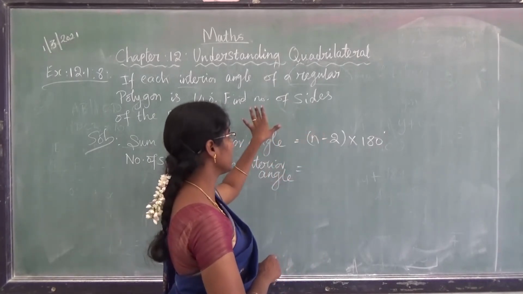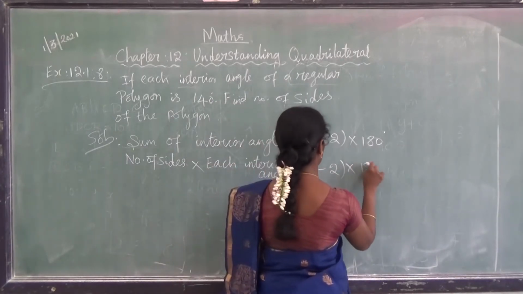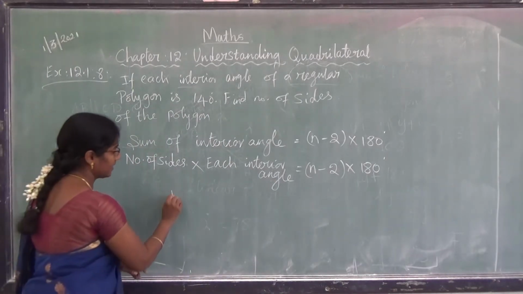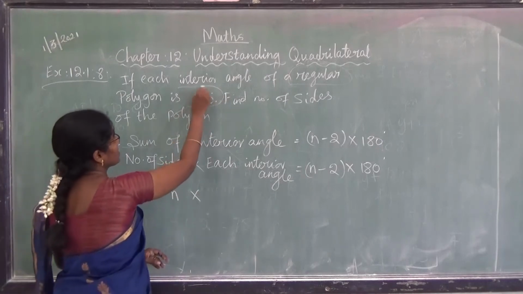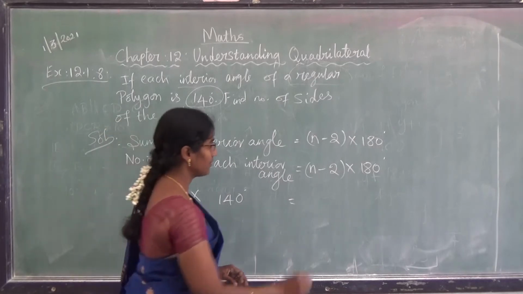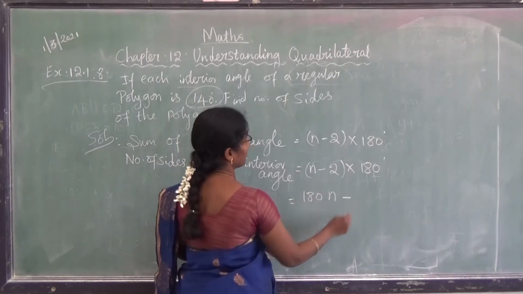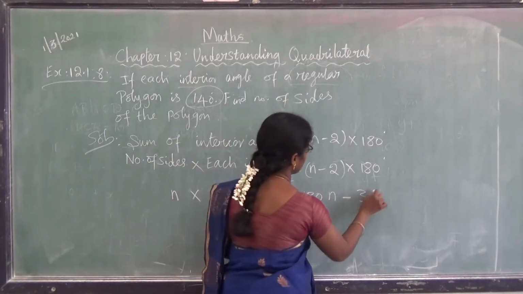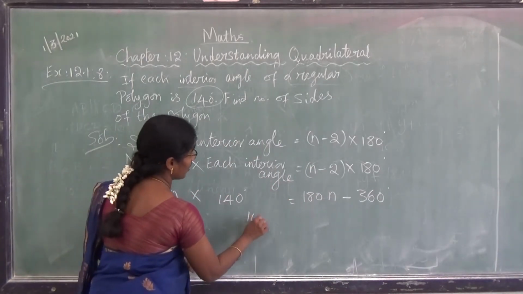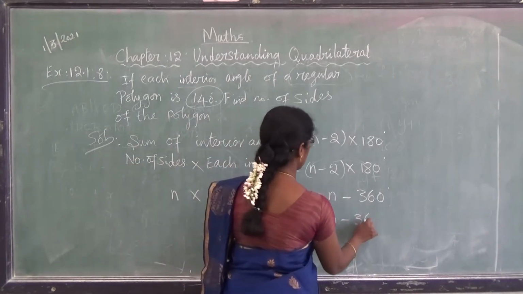Here n we don't know. n is the number of sides. That only we need to find. So the number of sides we don't know, let us assume it as n. Then each interior angle is given as 140 degrees, which is equal to n minus 2 into 180. That we will multiply inside the bracket. So 180 into n is 180n, minus 180 into 2, it is 360. Here if we multiply n into 140, it is 140n, which is equal to 180n minus 360.